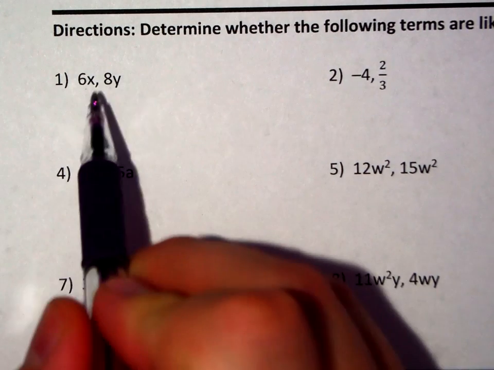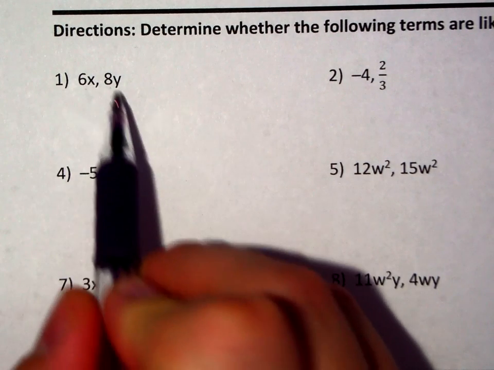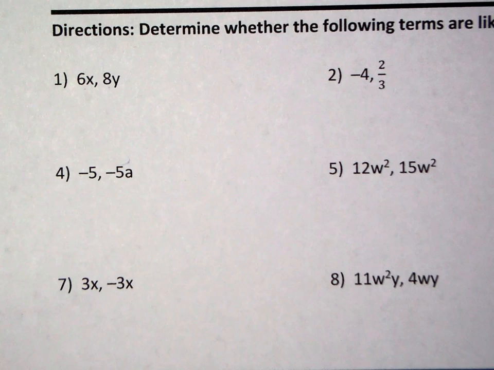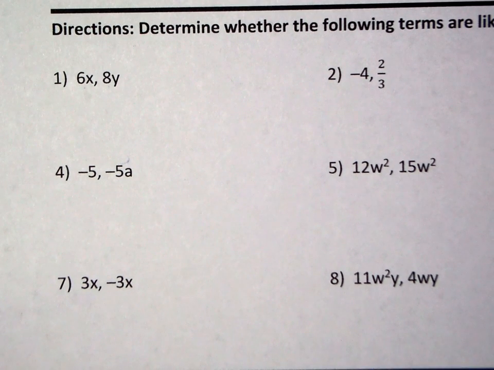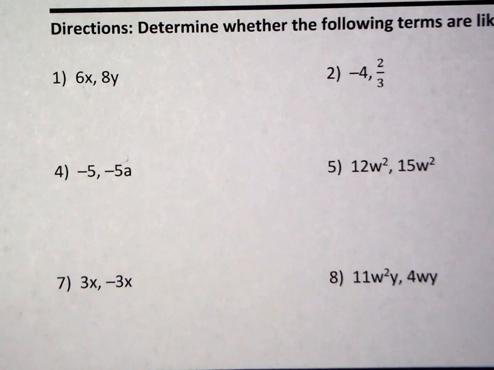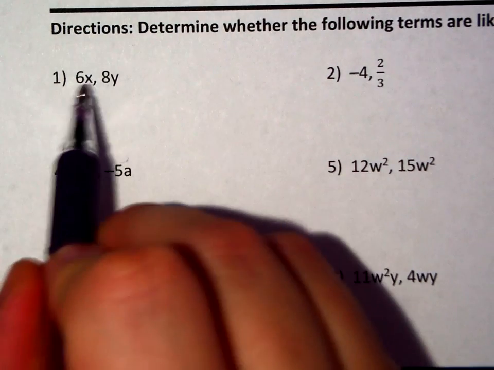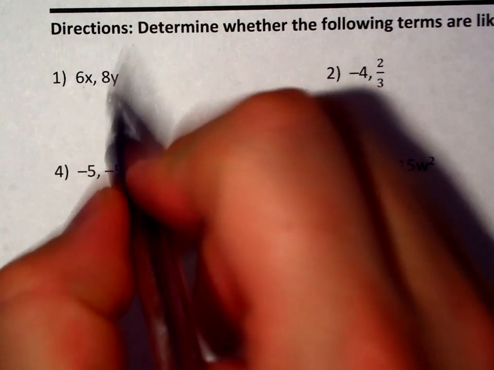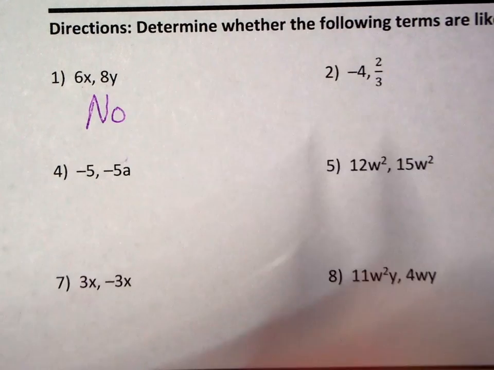coefficient. So on number 1, we have 6x and 8y. X is not the same as y. No matter how many times you try to think it is, it just doesn't match. So since x and y are different variables, we do not have like terms that can be combined, so we would say no.